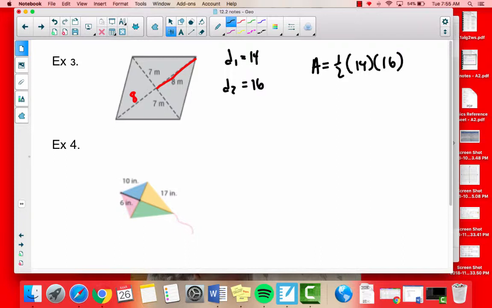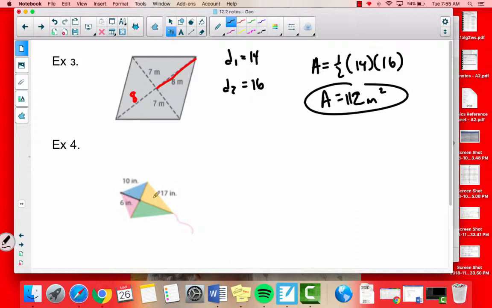So those tend to be a little bit easier. And if you multiply all of that out, you get, let's see, 14 times 16 is 224 divided by 2. So you get the area of this rhombus was 112 meters squared. Now, example 4 is a little bit more work.